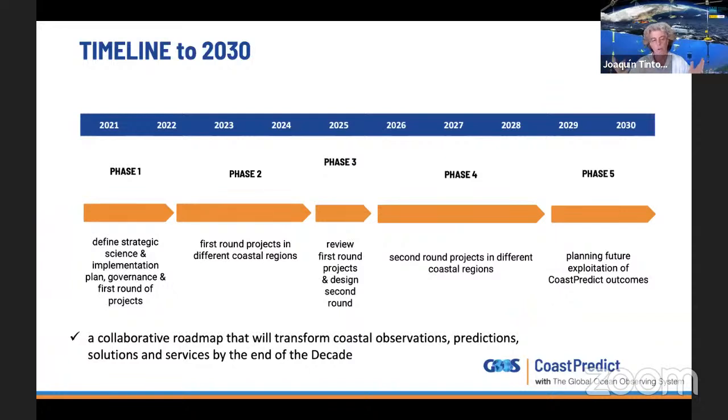And that's the long timeline to 2030 with phase one on the definition of the scientific implementation, governance and first round of projects. And now we are starting phase two with the first round of projects in different coastal regions, the design of the second round and slowly implementing the Coast Predict program. We are planning for a 10 year initiative where we really want a transformative change of the way we are working in the coastal ocean. Next slide, please.